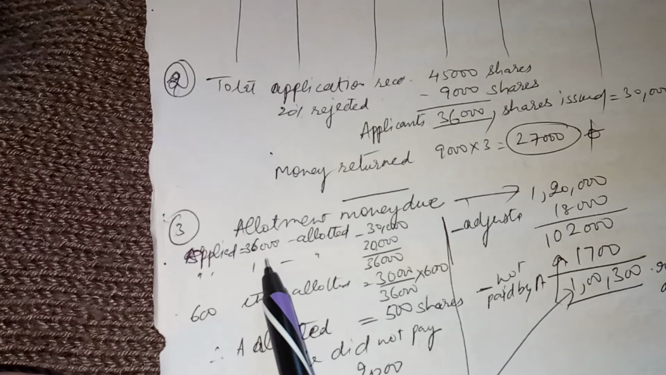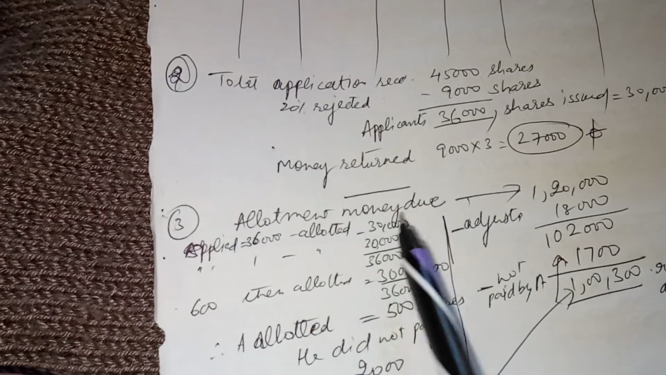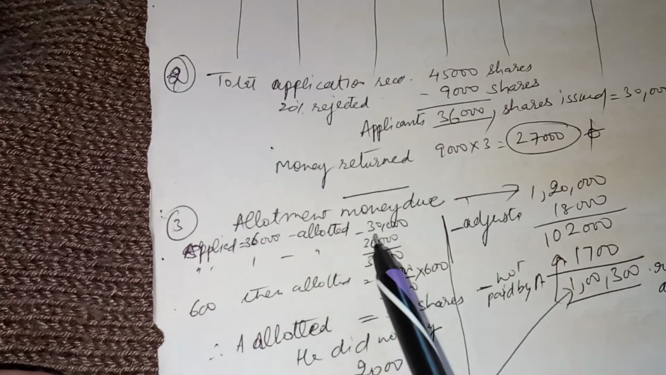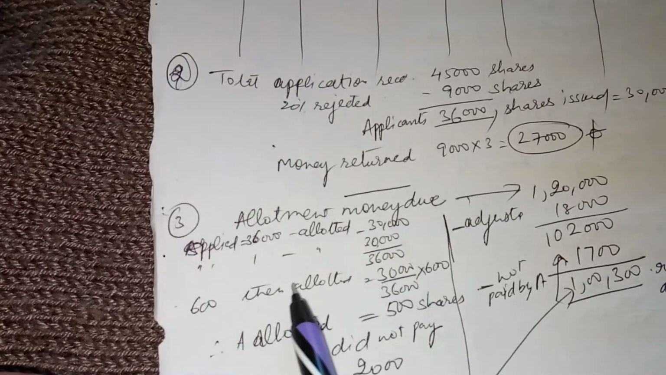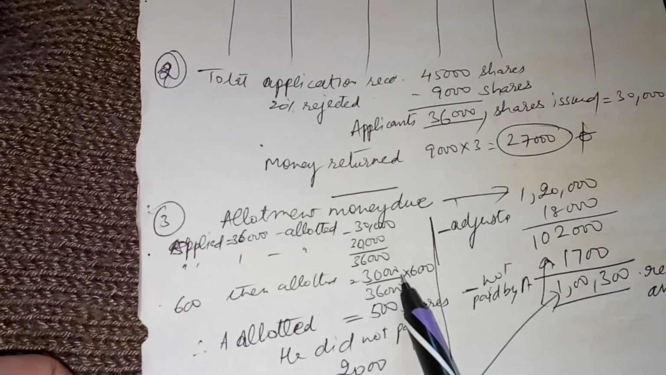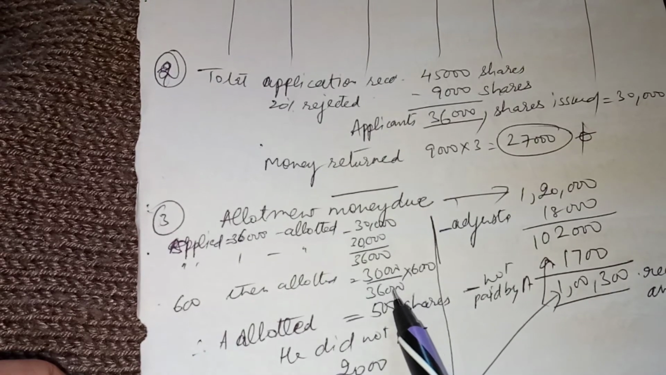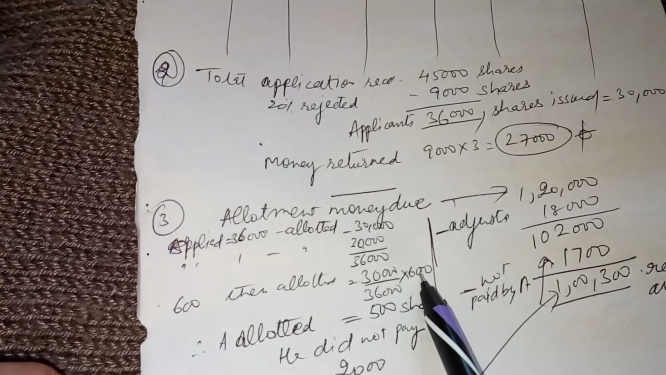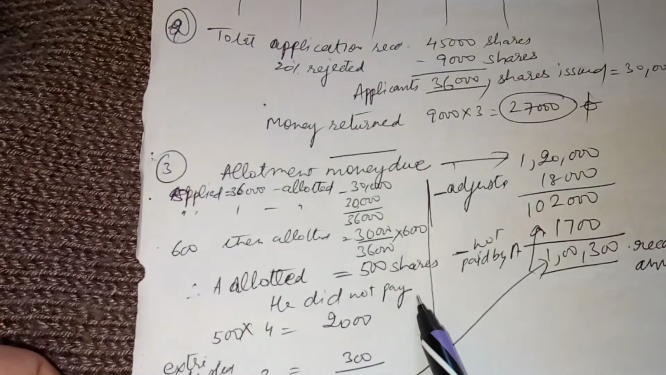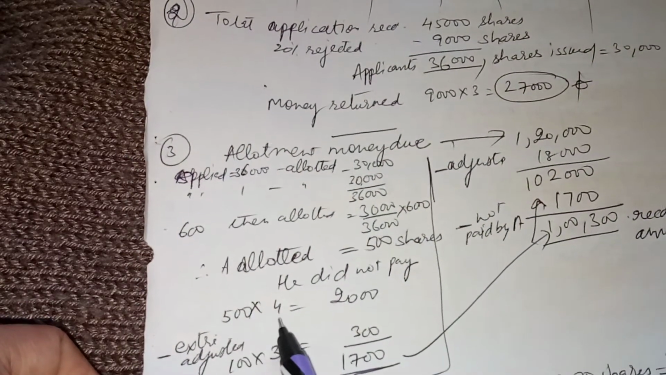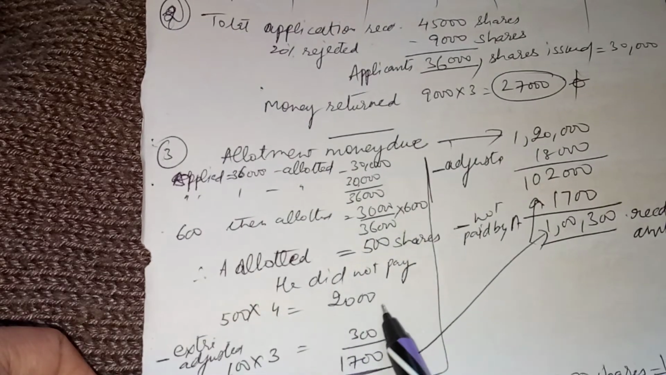If applied for 36,000, then allotted 30,000. If applied for 1, then allotted 30,000 divided by 36,000. And if applied for 600, then how many was he allotted? S was allotted 30,000 divided by 36,000 into 600. So A was allotted 500 shares. He did not pay allotment money 500 into 4, that is 2,000 rupees.